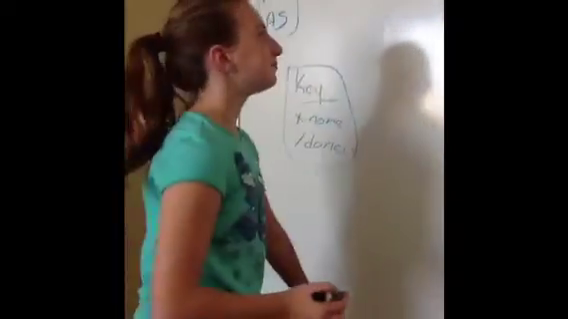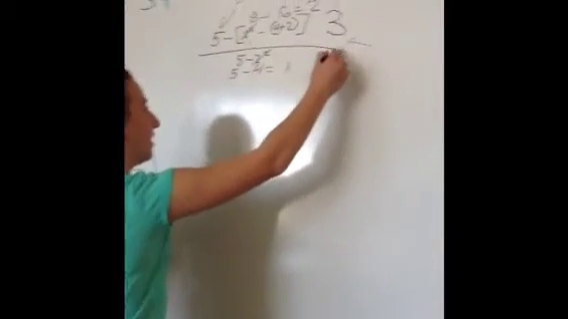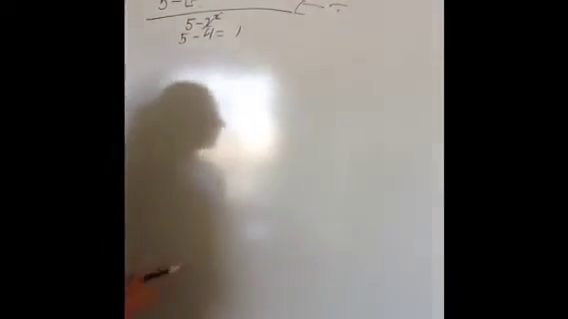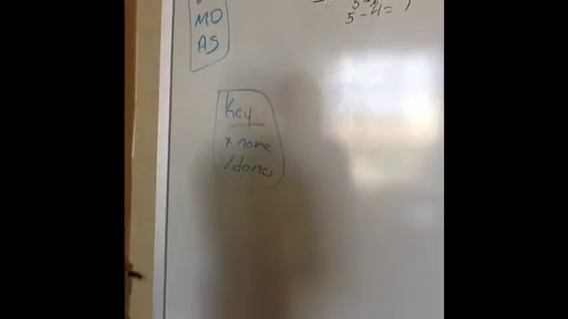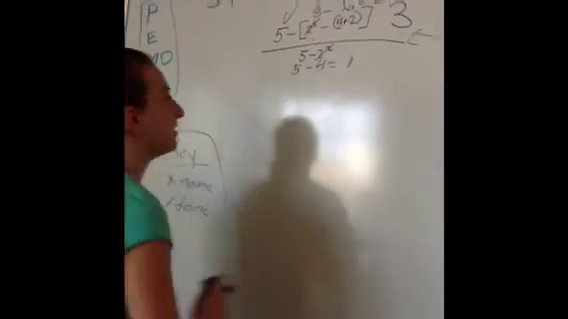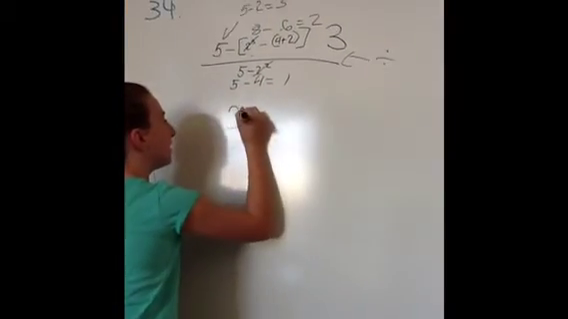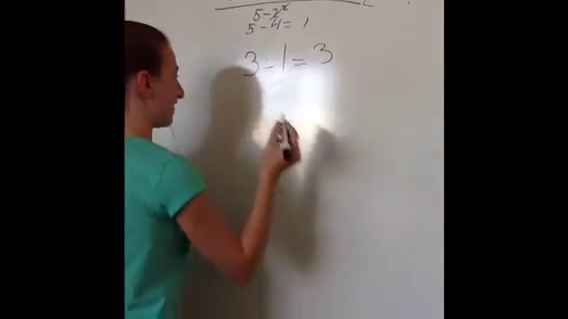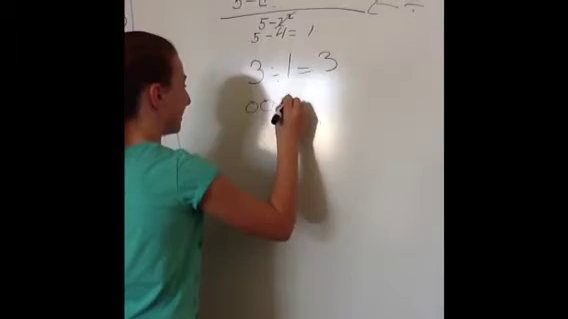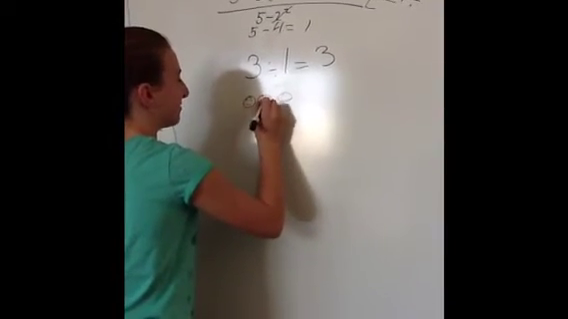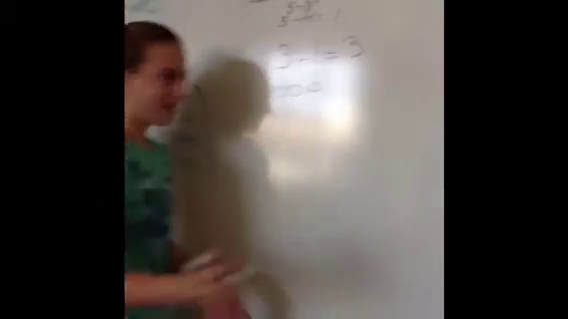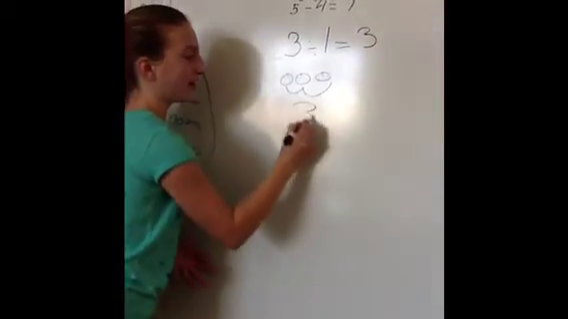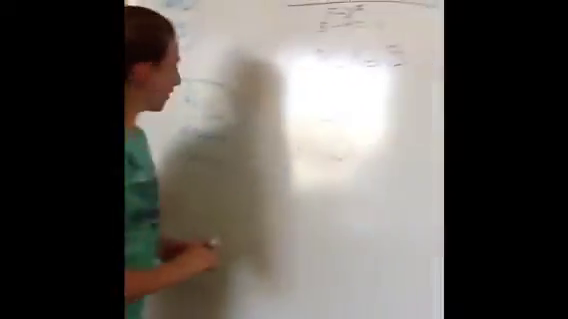And then this line right here means divide. So you have to divide 3 divided by 1 equals 3, because if you have 3 cookies, and then you give them all to one person, how many would they get? 3.